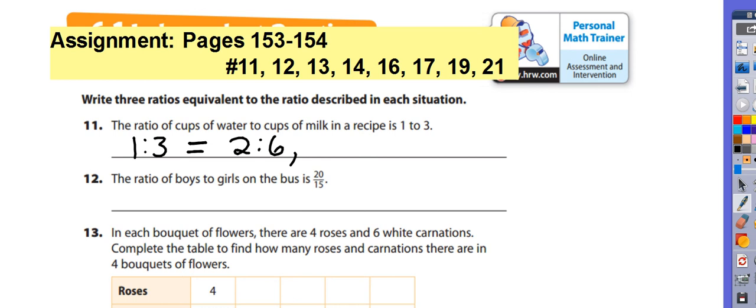So then I'd go back to 1 to 3 and I would triple it. I'd go back to 1 to 3 and I would quadruple it. So you can finish number 11. And then number 12, same idea. The ratio of boys to girls on the bus is 20 to 15.